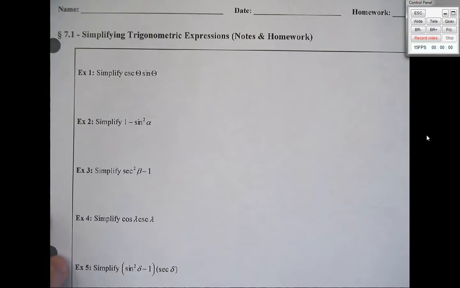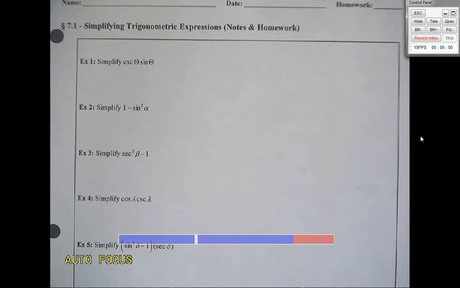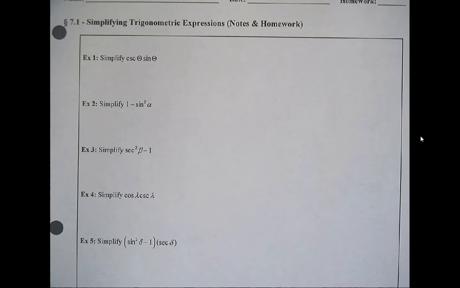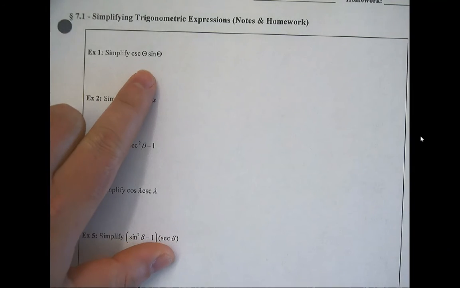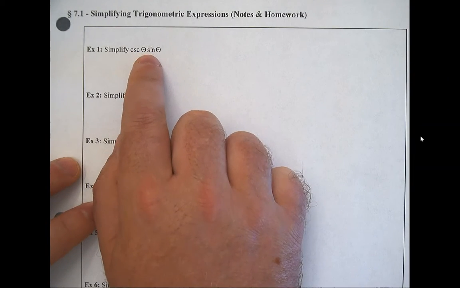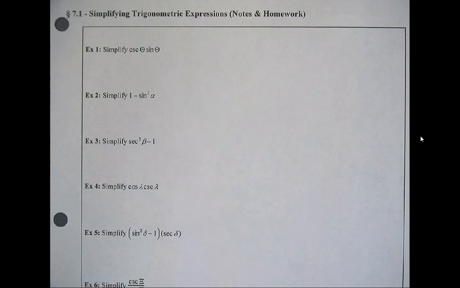Hey folks, today's topic, we are simplifying trig expressions. So this is the lead-in to the bigger idea, which is verifying trigonometric identities. In other words, I call these trig proofs. So you're going to take a statement and try to prove it. They're going to give us a statement like cosecant of theta times sine of theta equals 1, and we're going to try to prove that using algebra.